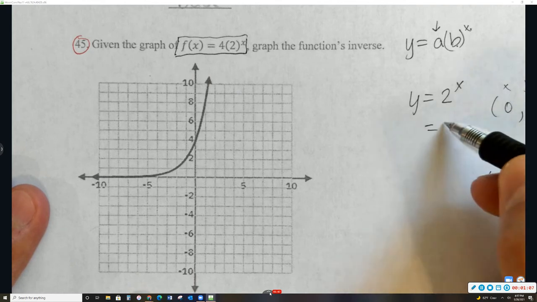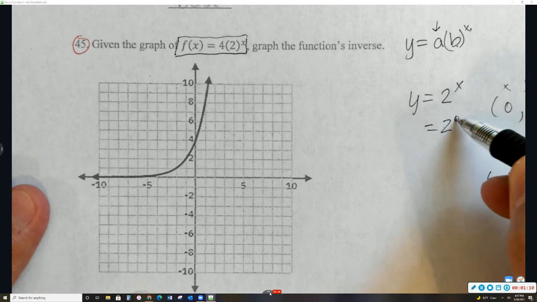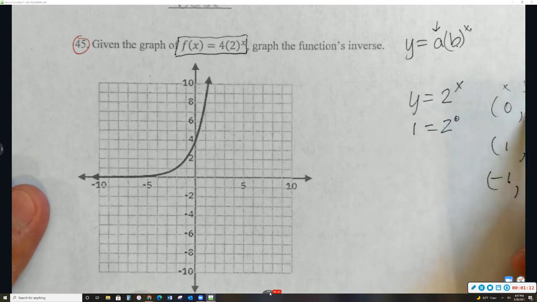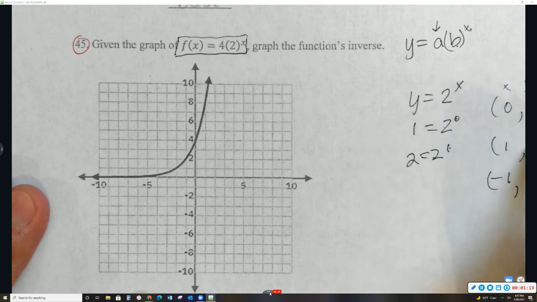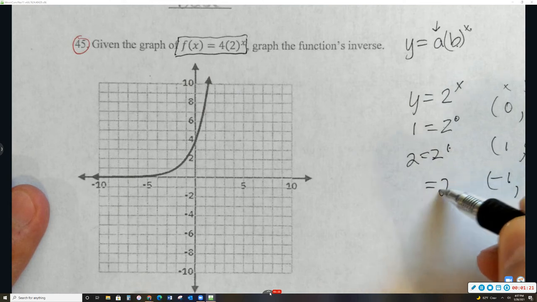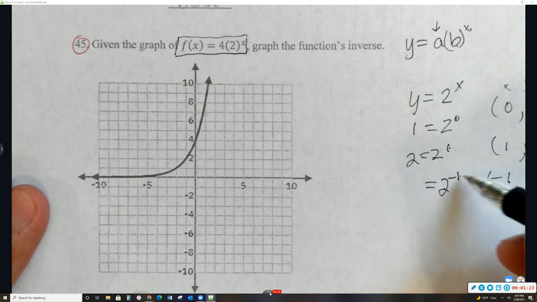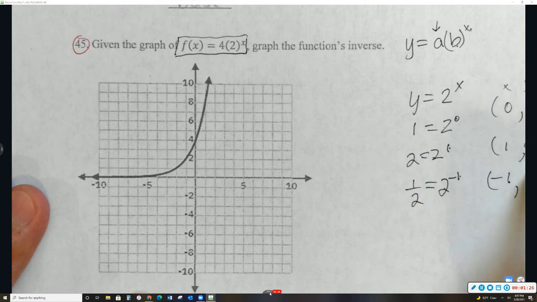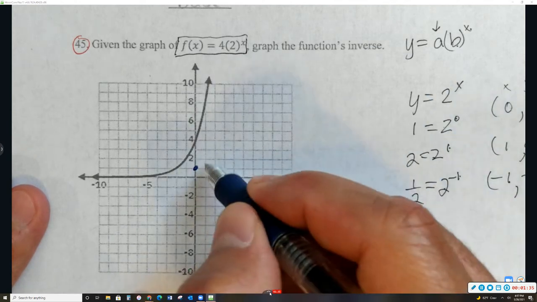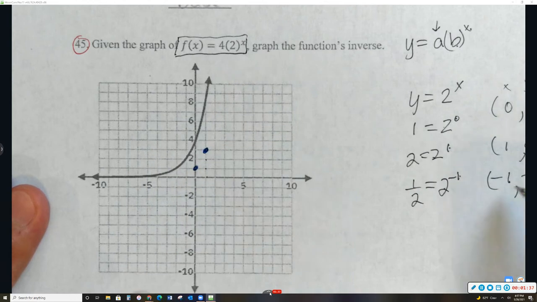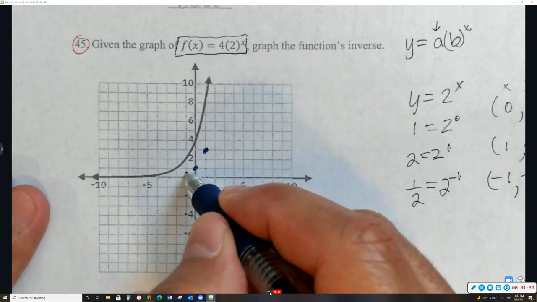Because when we let x equal 0, 2 to the 0 power is just 1. When we let x equal 1, 2 to the first power is just 2. And when we let x equal -1, 2 to the -1 power is just 1/2. Those are real easy to figure out. And then we could graph those. 0, 1 would be here. 1, 2 would be here. And then -1, 1/2 would be here.